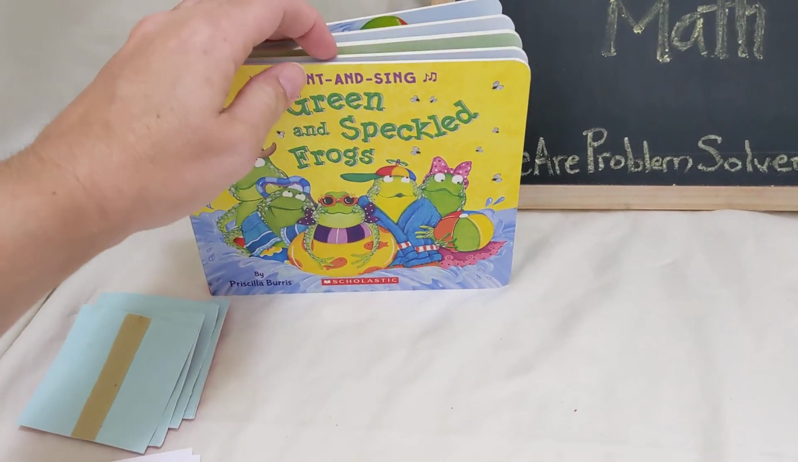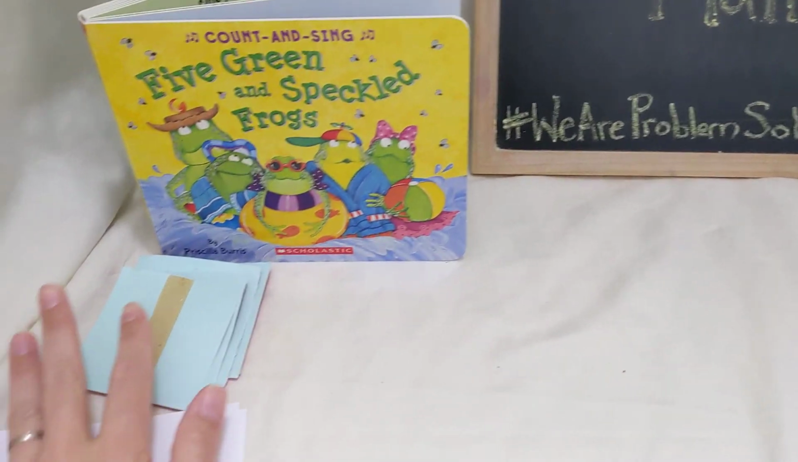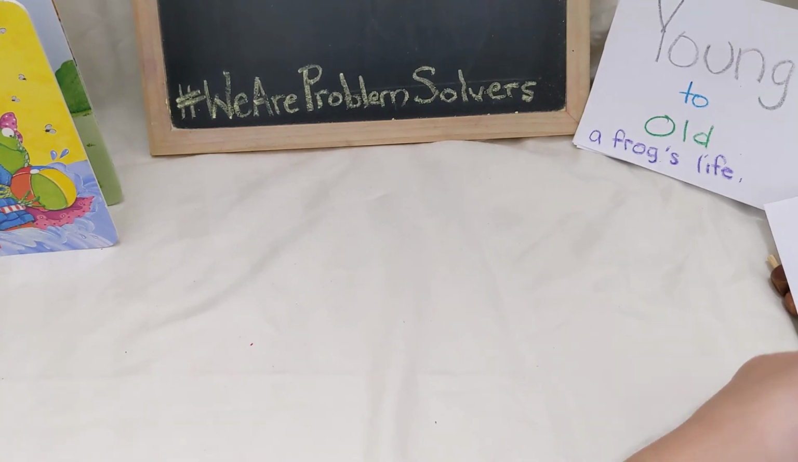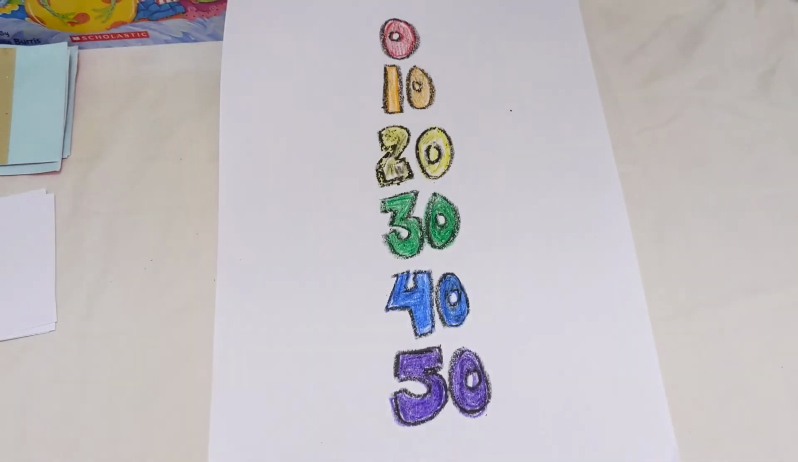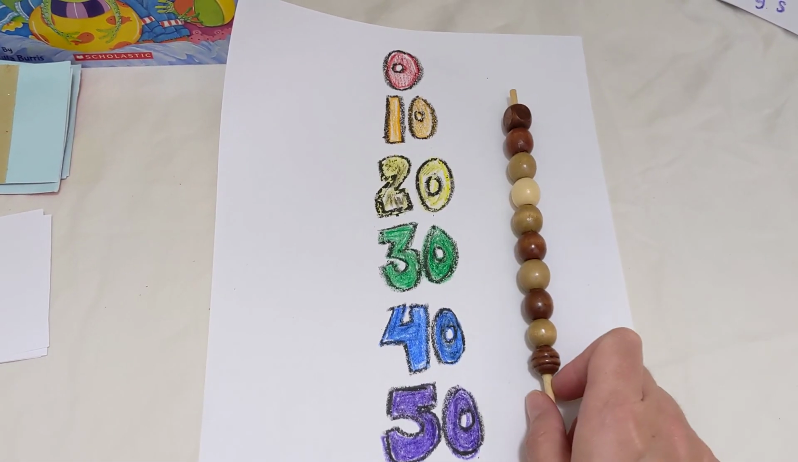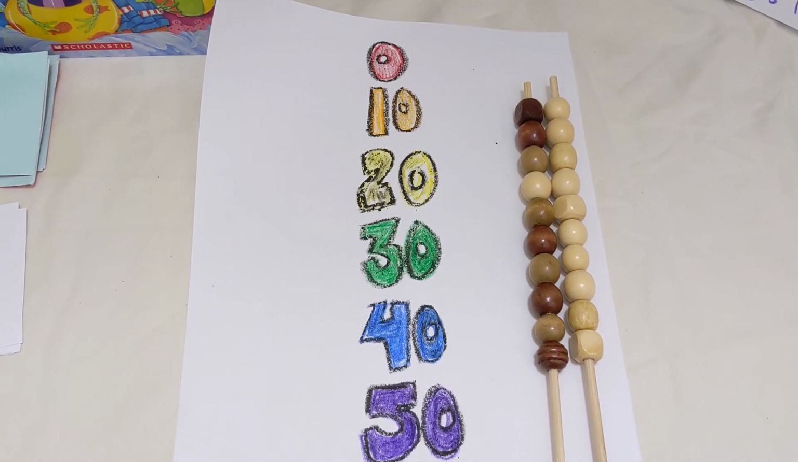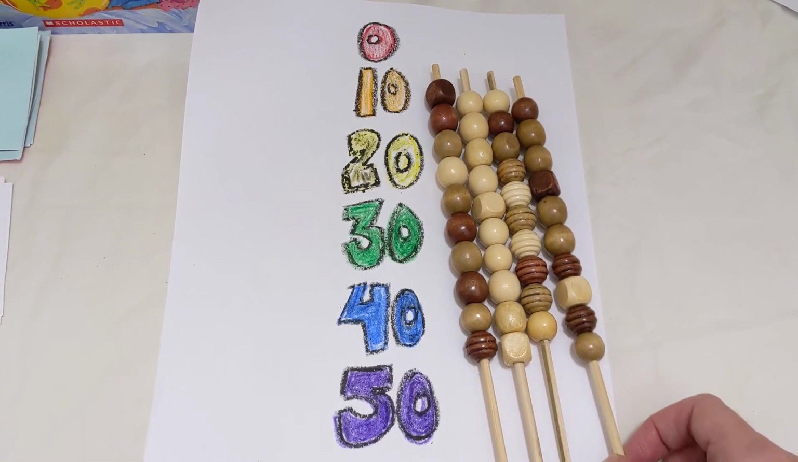That was a fun book. So now that we can count all the way to 5, guess what else we can count to? We can count to 50. Do you believe me? Maybe. Let's look at our sticks. I love counting with beads. I think it's so much fun.